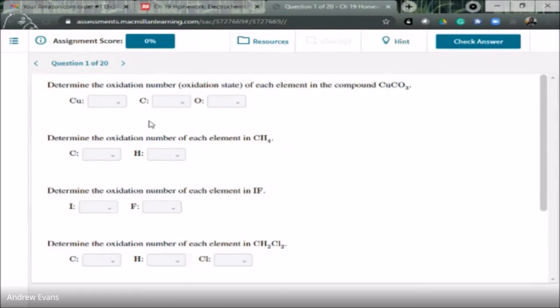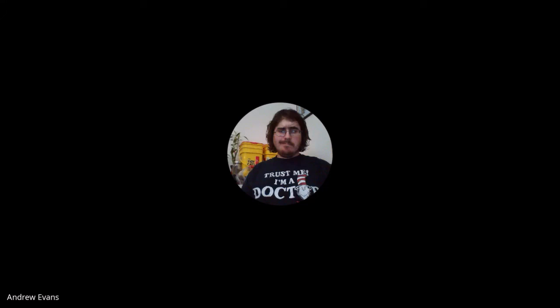So don't forget your oxyanions. Remember, oxygen is typically 2 minus, hydrogen is typically 1 plus. So how would I do this one? Well, remember, carbonate is 2 minus. So CO3 is 2 minus. So we can know copper is 2 plus. And if oxygen is 2 minus, and there's 3 oxygens, you can figure out what carbon must be.